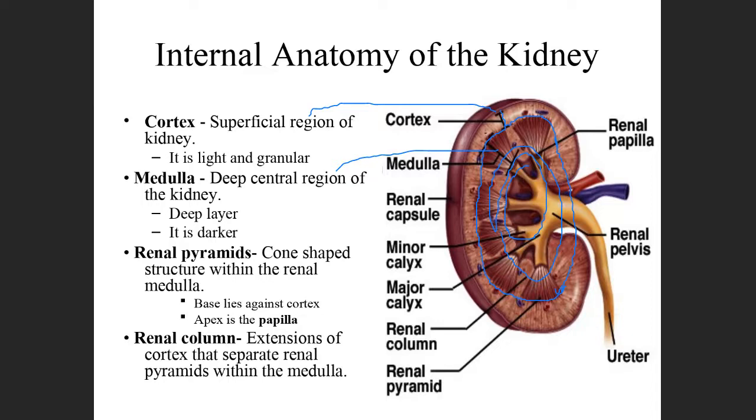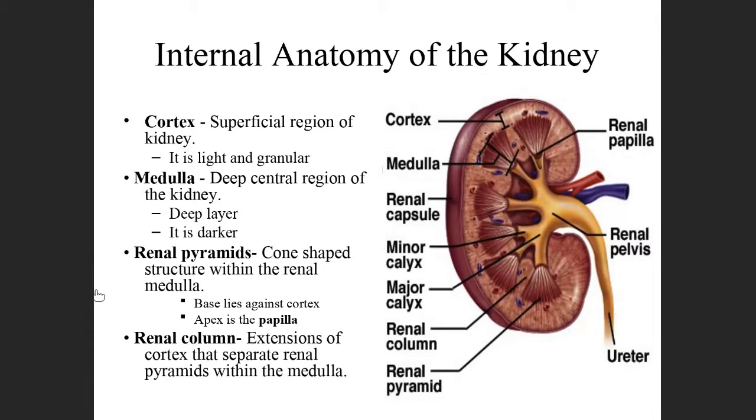So the outer cortex is light gray in color. Then what is there in the medulla? In the medulla you have renal pyramids. These are the renal pyramids. What you are seeing are renal pyramids and renal papillae, renal pelvis, the renal columns, minor calyx and major calyx. All these are the structures which are present in the medulla of the kidney.